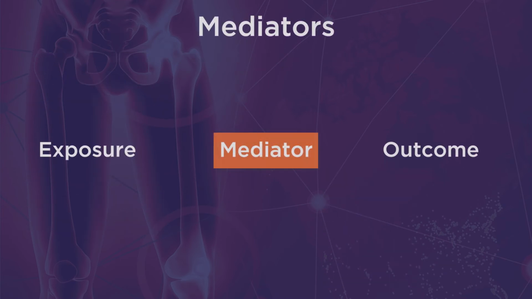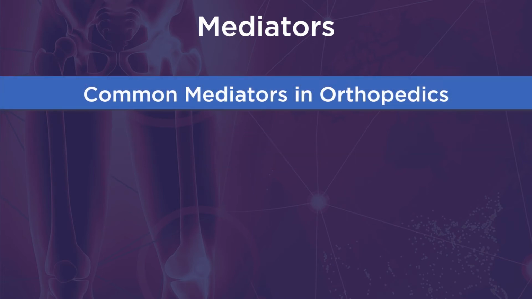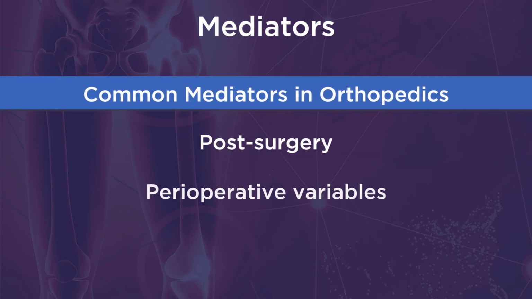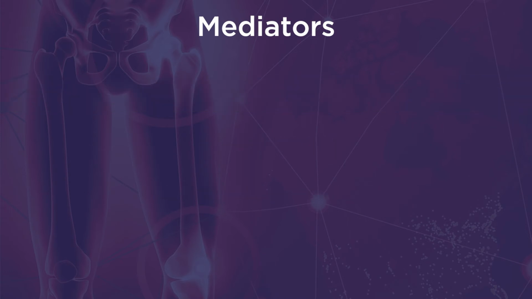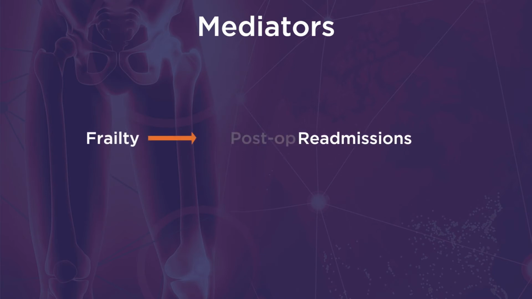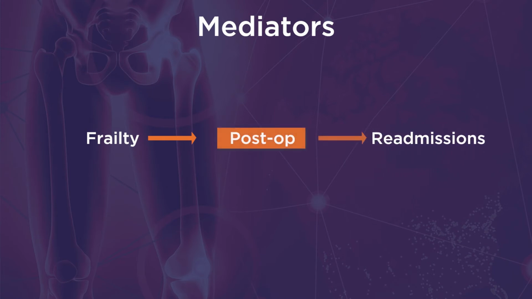A mediator is a variable that is affected by the exposure and then in turn affects the outcome. It is associated with both the exposure and the outcome, and it occurs after the exposure but before the outcome. Common mediators in orthopedic research include post-surgery or perioperative variables such as dislocation or surgical complications. For instance, when examining frailty as the exposure and readmission as the outcome, postoperative complication is a mediator variable.